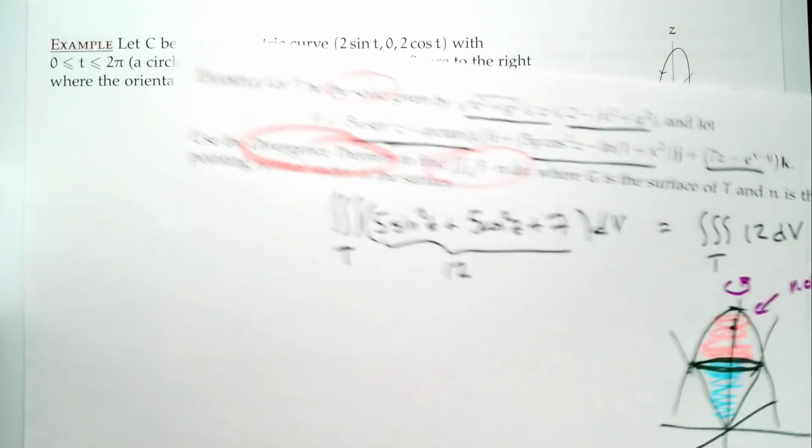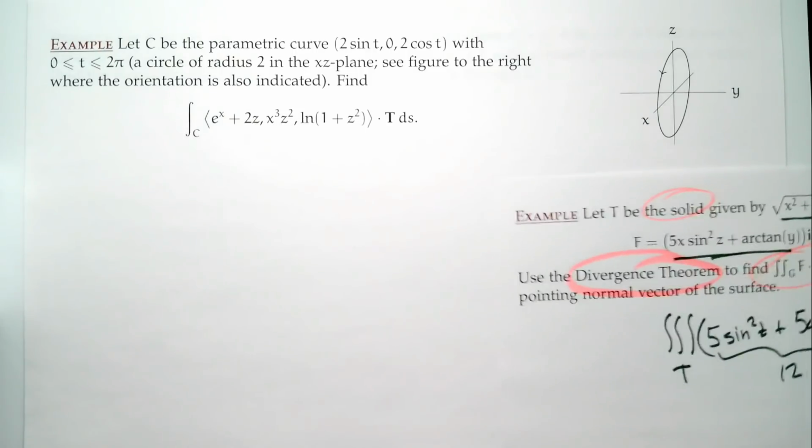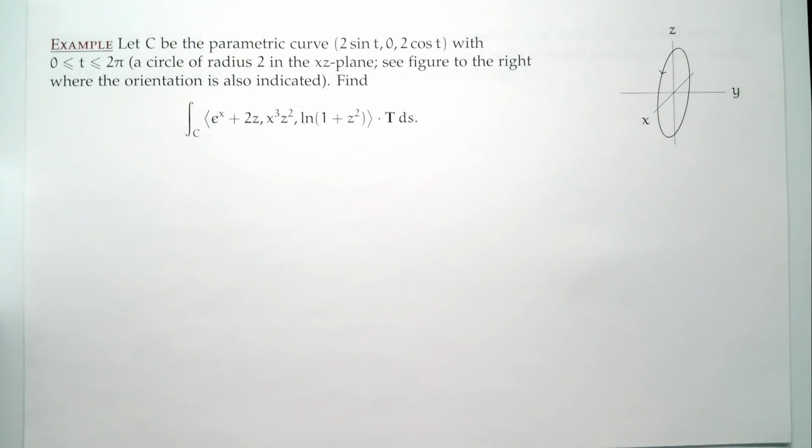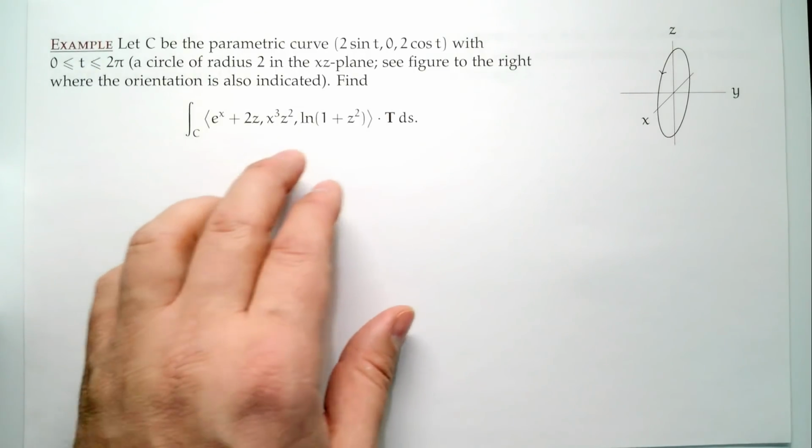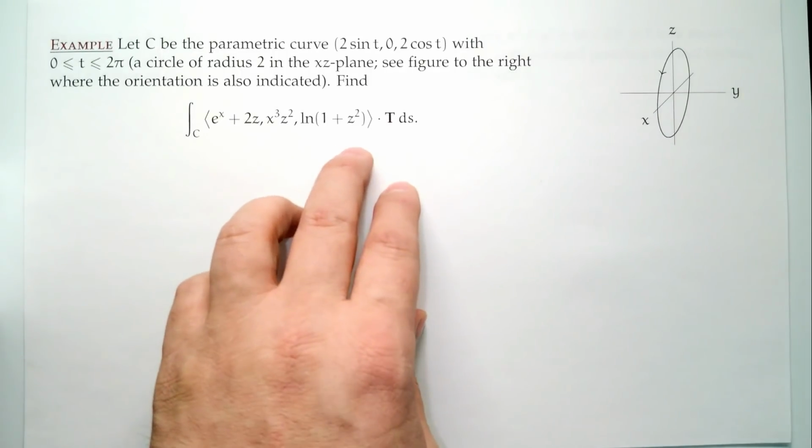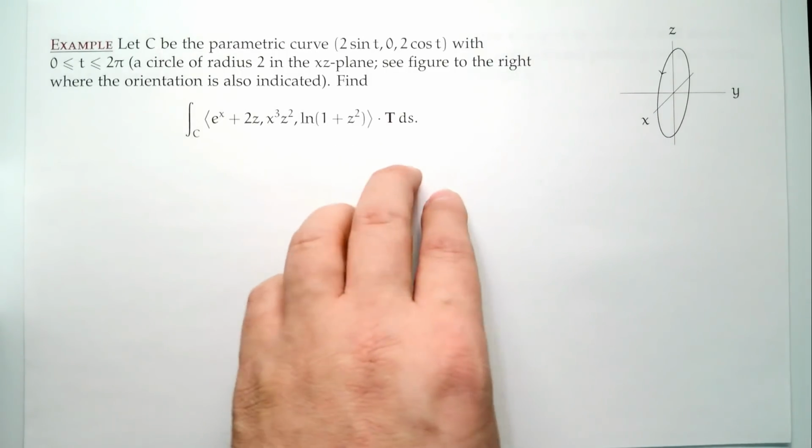All right. So, here's another problem. Let C be the parametric curve 2 sine t, 0, 2 cosine t, with 0 less than or equal to t less than or equal to 2 pi. It's a circle of radius 2 in the xz plane. And there's the figure there. They even showed you the orientation. Well, that's very friendly of them. Find the integral along this curve of e to the x plus 2z, x cubed z squared, log of 1 plus z squared dot T ds.